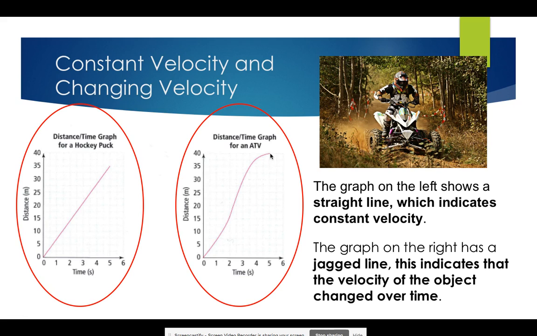I'm definitely slowing down. So, main takeaway from this is if it's a straight line, you're going at a steady and constant speed. But if it's a jagged line, that means that I am slowing down or speeding up, but I'm changing my velocity in some way.